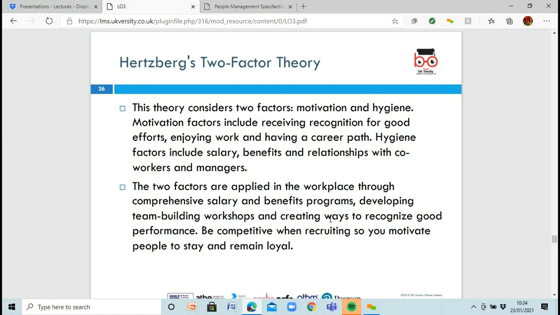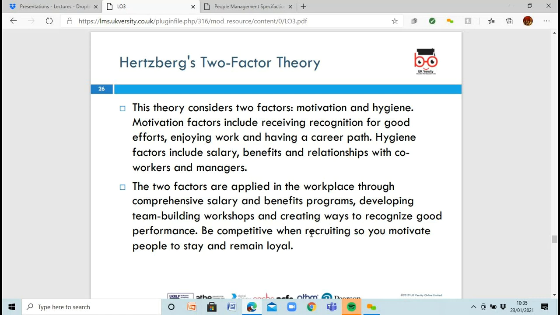Herzberg believes that there are two factors within his theory: motivation and hygiene. Motivation factors are things like receiving recognition for your efforts, enjoying your work, and having a career path. And hygiene factors are things like your salary, the benefits, and the relationships that you have with your co-workers and your managers. The two factors are applied in the workplace through a comprehensive salary and benefits program, team building workshops, and ways to recognize good performance.